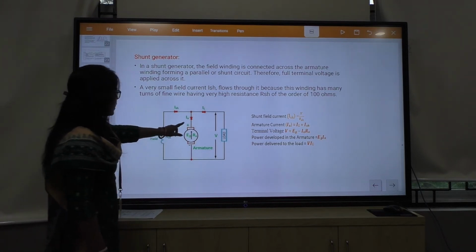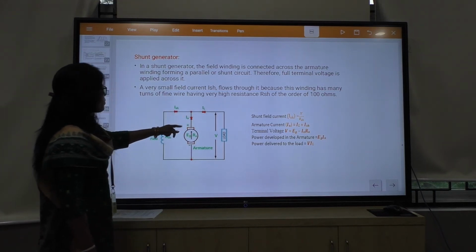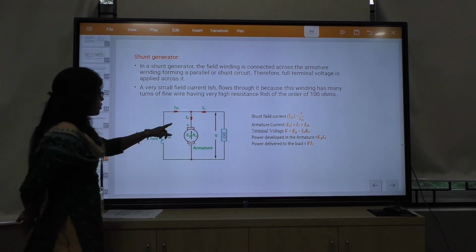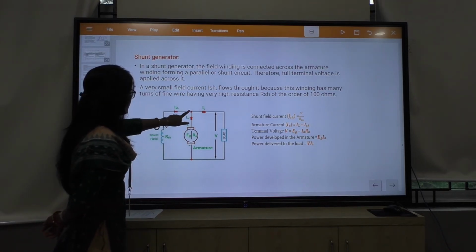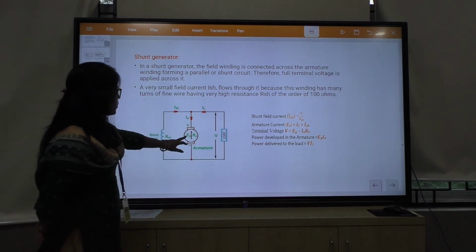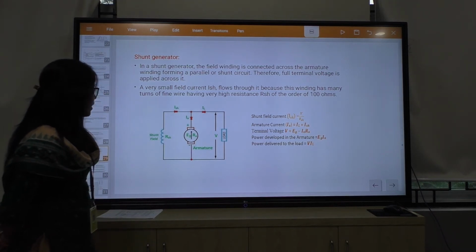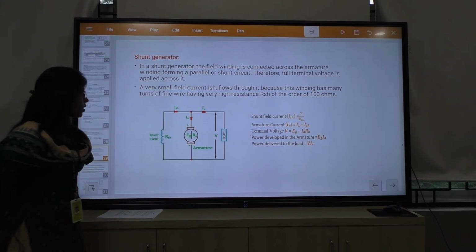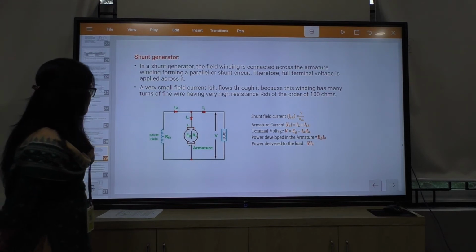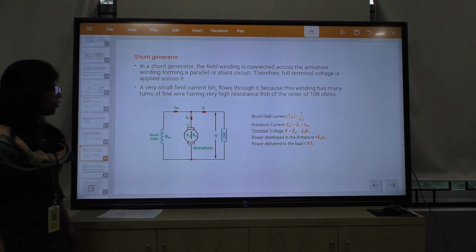Similarly, for the armature current, applying KCL at this node, Ia is equal to Ish plus IL, that is, incoming current is equal to the sum of outgoing currents. The equation of terminal voltage is V equal to Eg minus Ia Ra, where Ia Ra is the drop in the armature resistance. So, the power developed in the armature is equal to Eg into Ia, and the power delivered to the load is V into the current through the load, that is V into IL.